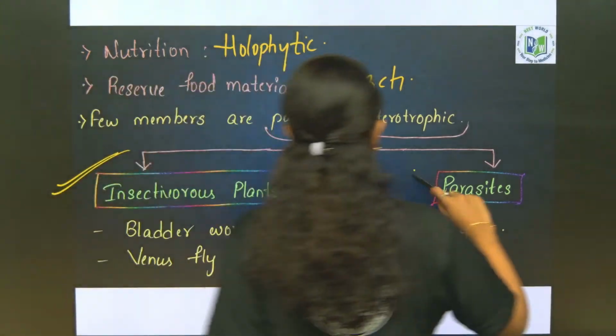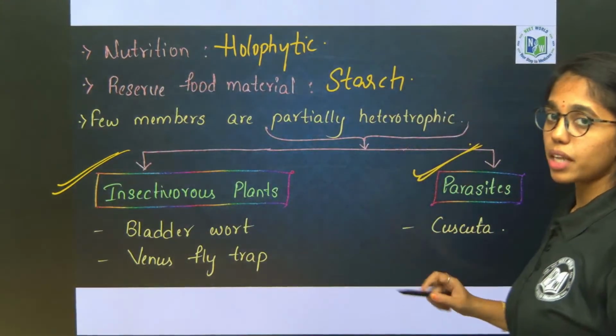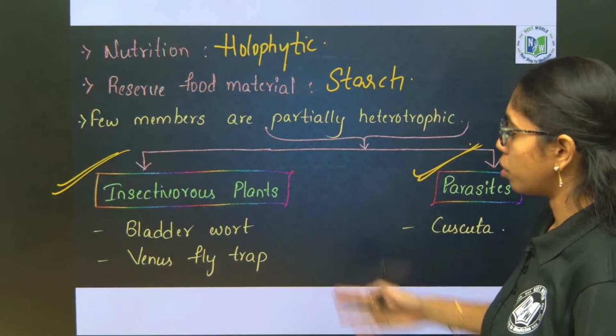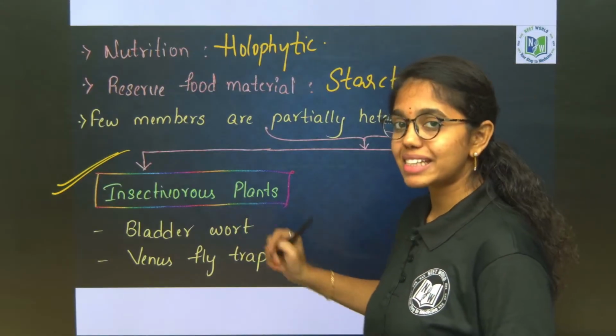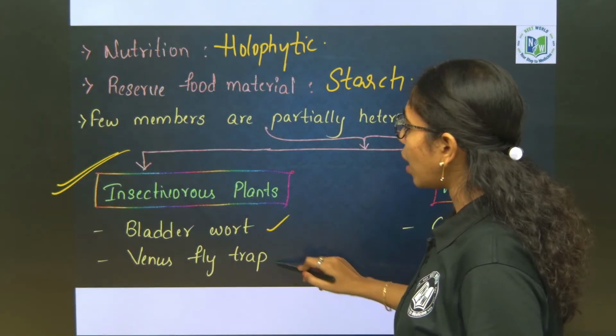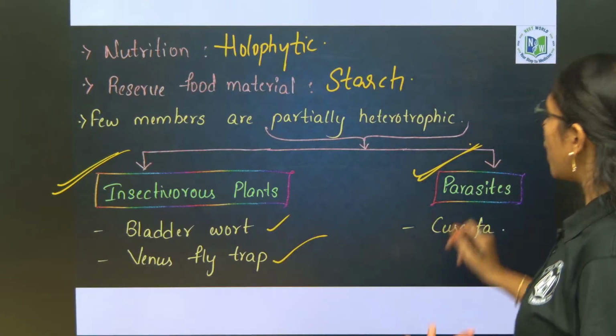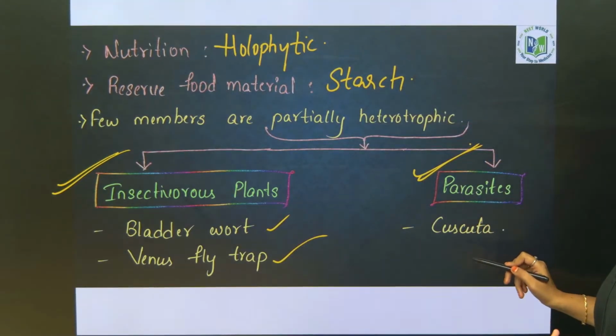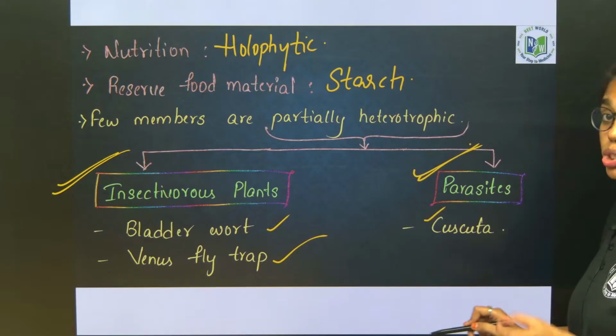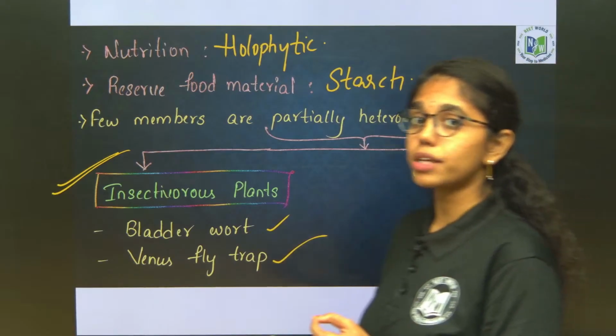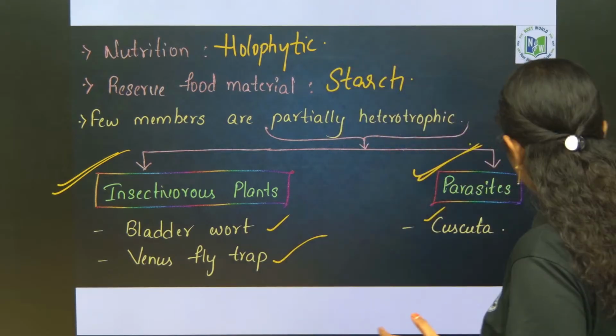Insectivorous plants and parasites are included. We have complete parasites and partial parasites also. Insectivorous plants, best examples include bladderwort and Venus flytrap. Parasitic plants, best examples include Cuscuta, which is a complete parasite. Partial parasite include Striga. Clear right ma?